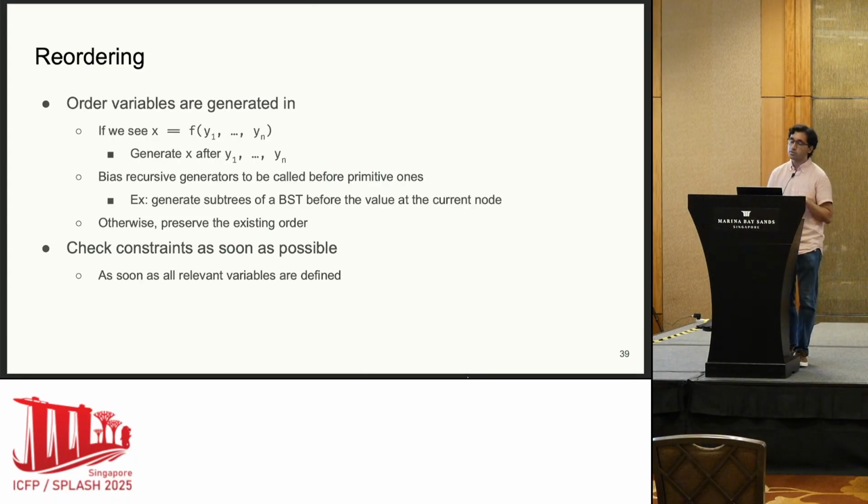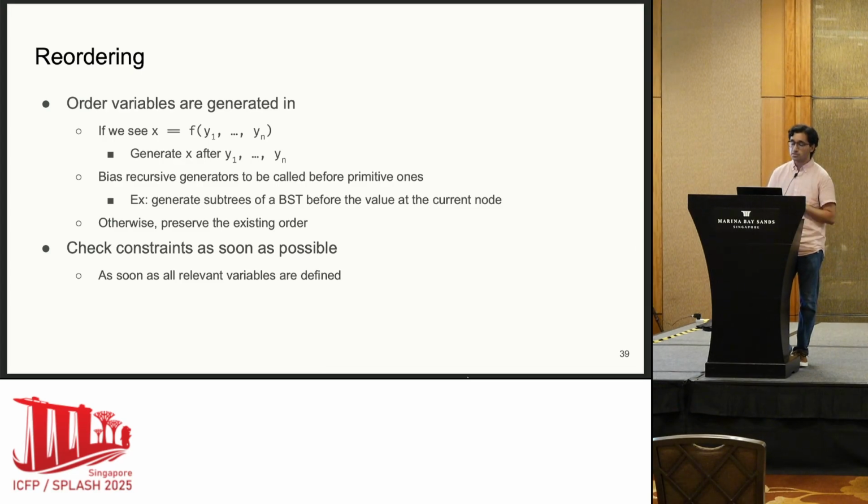And then there's a reordering pass. We're going to, in varying levels of priority, our first priority is if we see any constraint where we have some variable x equals f of some other variables, we want to generate the thing that's on this x after the values going into the function. The reason why is because then instead of generating an x and checking if it's equal to this expression, you can just set the value of x equal to the expression.